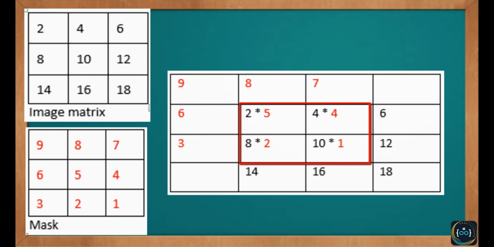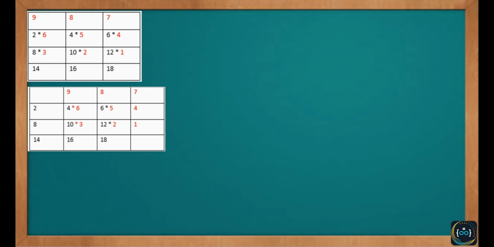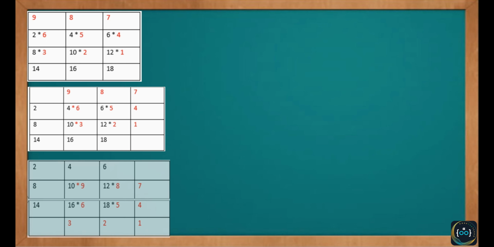Here you will now see that we have 2 multiplied by 5 plus 4 multiplied by 8 plus 8 multiplied by 2 plus 10 multiplied by 1, which is equivalent to 52. So we now use the new image pixel. We now have 52 stored in place of 2. This is how we do convolution. After sliding the 5 on top of 2, we slide 5 on top of 4, then on top of 6, then 8, then 10, 12, 14, 16, and 18.